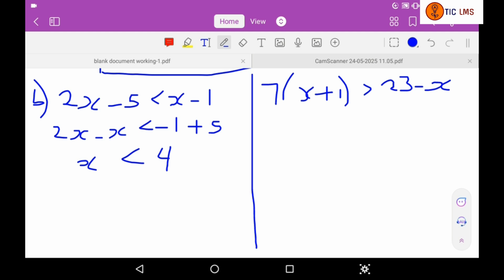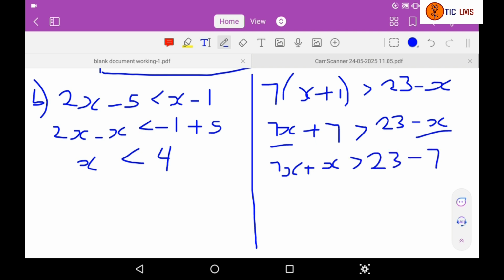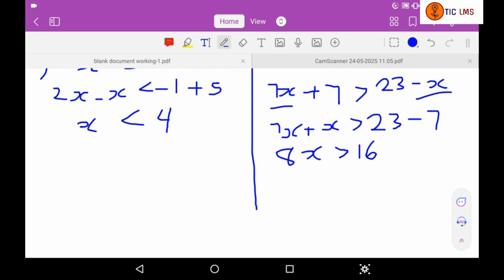And then we move on to the inequality on the right-hand side. We're going to open the bracket, that will be 7x plus 7, greater than 23 minus x. We collect the like terms, the ones that have x. So that will be 7x plus x greater than 23 minus 7. So 7x plus x leaves us with 8x, and 23 minus 7 leaves us with 16. Next, we divide both sides by 8, and that leaves us with x is greater than 2.